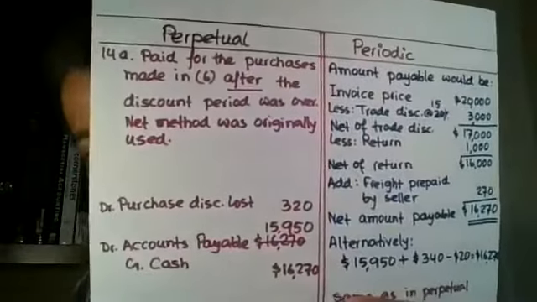And see that amount, 320, is easy. What's the total discount on the 17,000? 340, minus the discount on the returned goods. You returned only $1,000 worth of goods. So in that 1,000, the discount was $20. Total discount was 340, so 340 minus 20 is $320. So that's the amount of purchase discount lost.